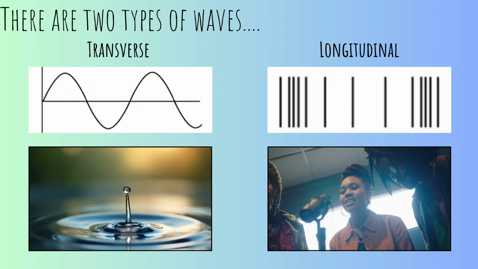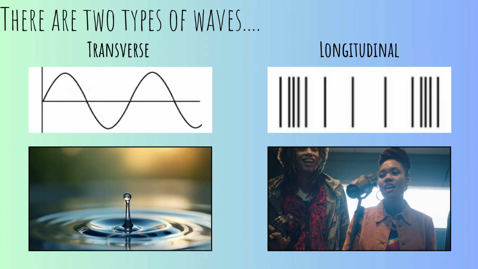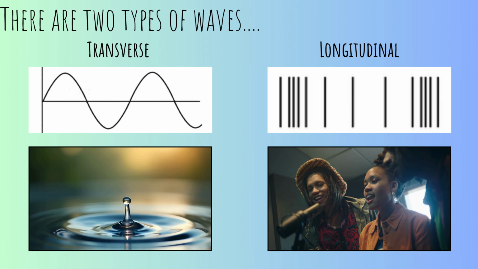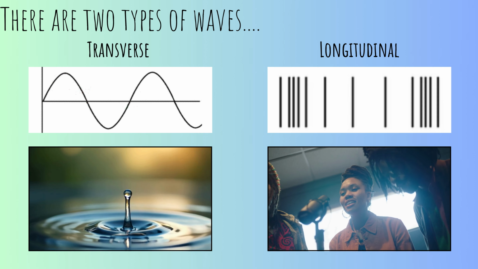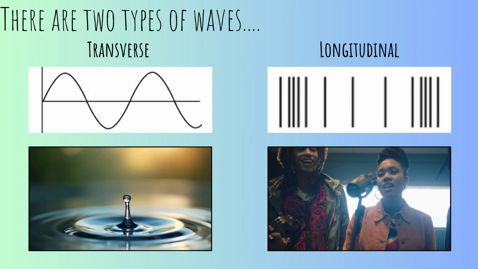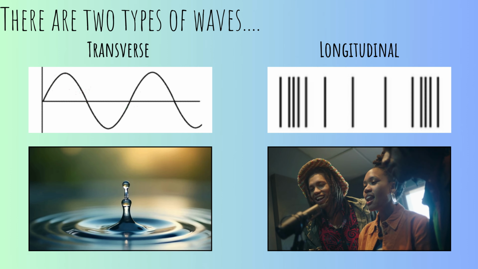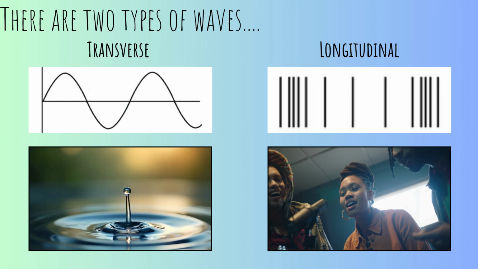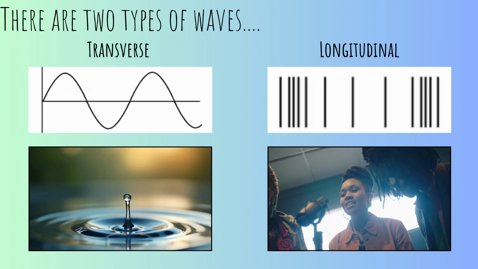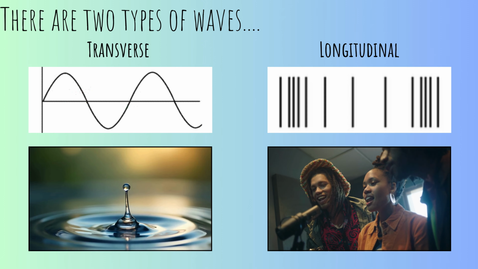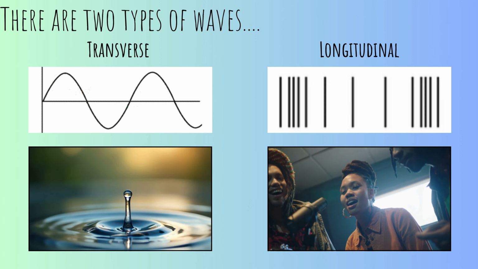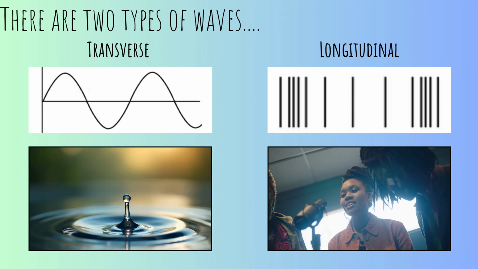The second type of wave are longitudinal waves, which move back and forth. They are commonly associated with sound waves. These are the types of vibrations that your ears pick up. Both types of waves are examples of energy moving. However, they do move in two different ways, and it's very important that you are able to recall the very specific definitions.